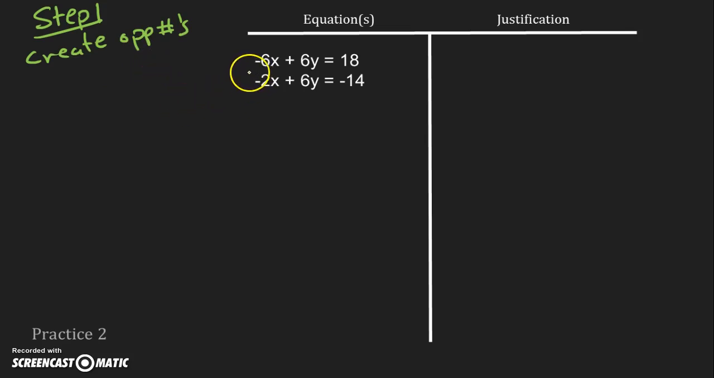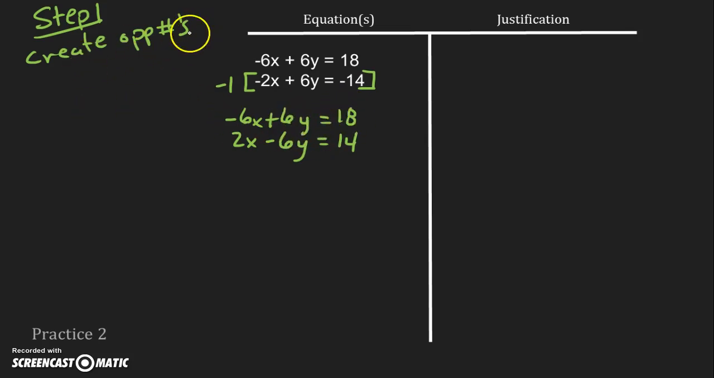All we're going to do is we're going to take this bottom equation and we're going to multiply it by -1. When we do that, what we get is -1 times -2 is a +2. -1 times a +6 is a -6, and a -1 times a -14 is a +14. So we just multiply this -1 all the way through. I'm now just going to bring this top equation down and write it right on top of it. So we created the opposites.